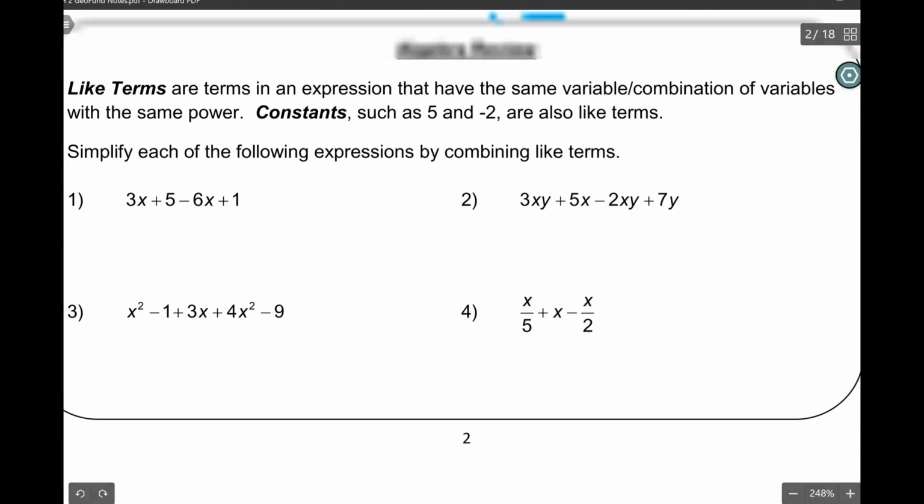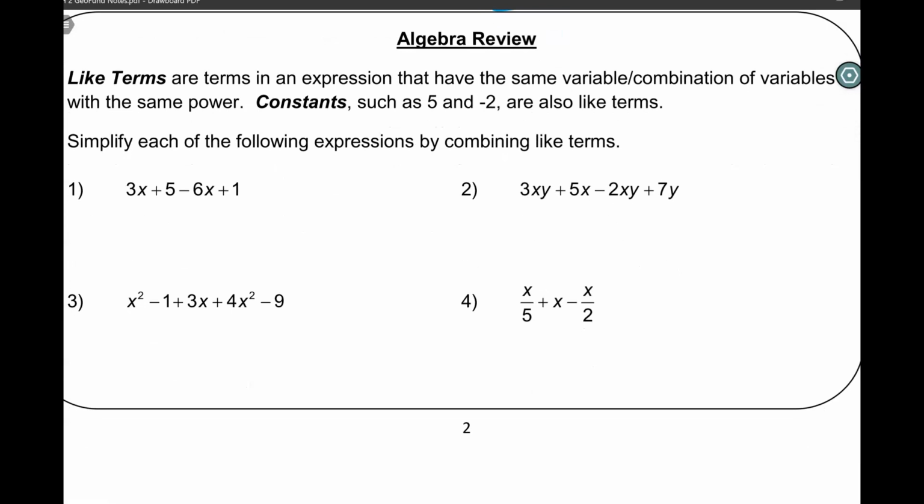Algebra review. Like terms are terms in an expression that have the same variable or combination of variables with the same power. Constants, such as 5 and -2, are also like terms. Simplify each of the following expressions by combining like terms. Here, these are the only terms with x. 3x minus 6x is -3x. And then I have plus 5 and plus 1, so it's going to be -3x plus 6.